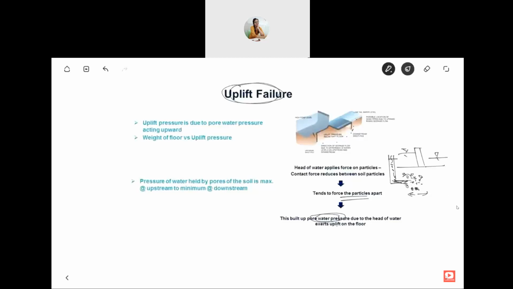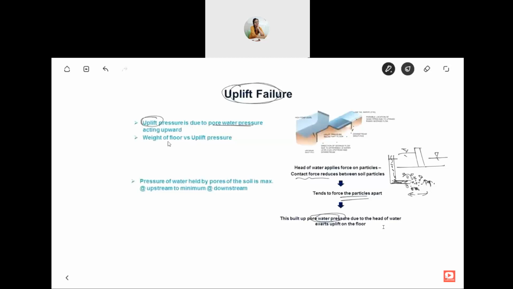So this pore water pressure, which happens because of this head of water, exerts uplift, and it is uplift because as it tends to force the particles apart, the contact force reduces between the particles. So because of which the soil strength reduces, which can be taken as acting upward. So this pressure which develops as the water is inside the pores is known as pore water pressure. So this pore water pressure contributes to the uplift.